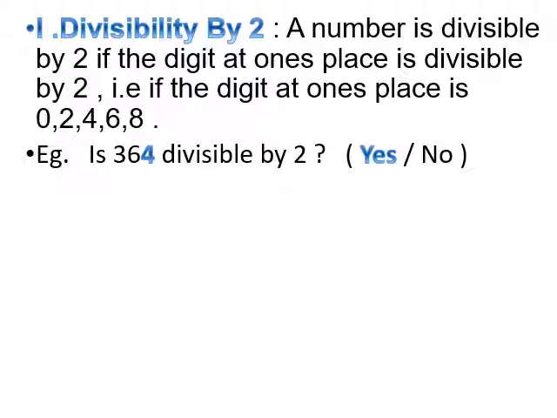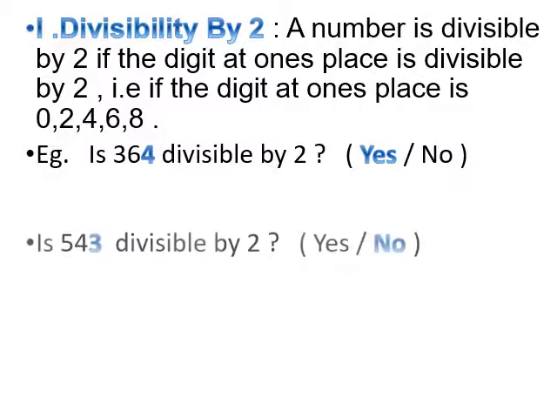Now here is the question: is 364 divisible by 2? So my dear students, you don't have to do the long division method. Only by observing the ones place digit you can tell whether this number is divisible by 2 or not. Here the ones place digit, blue in color, is 4, and 4 is an even number and it is divisible by 2, and therefore 364 is divisible by 2. So your answer must be yes.